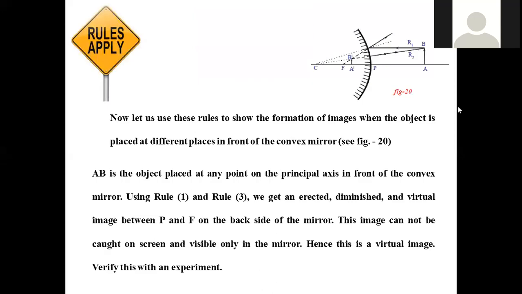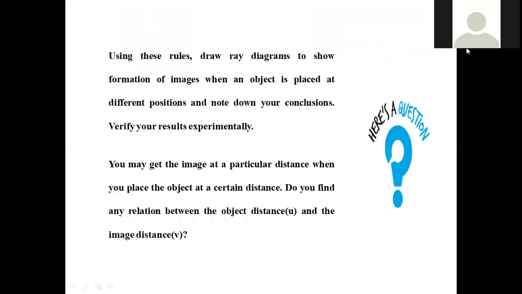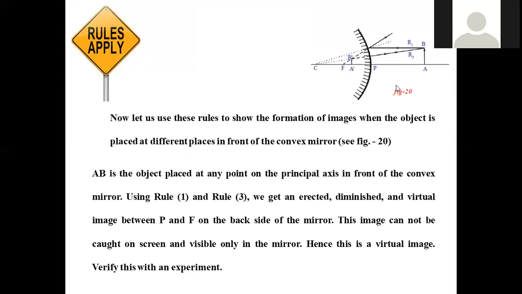Now, let us see how we can apply these rules. What will be the use of all these rules in our daily life? So let us see here. Here is the convex mirror and we place the object at the position AB. AB is the position of the object which generates two rays. One is called R1 and another is called R3, because we are going to combine both rule number 1 and rule number 3.